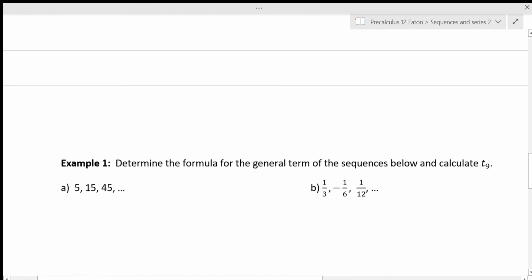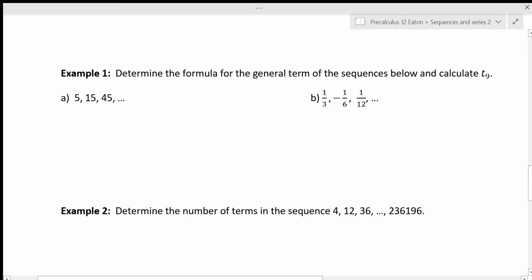Okay, let's find the formula for the general term of the two sequences over here and then calculate T9. This is going to show us what some of the actual math difficulties you might run into with this formula. It's pretty straightforward, but there are a couple little tricks.